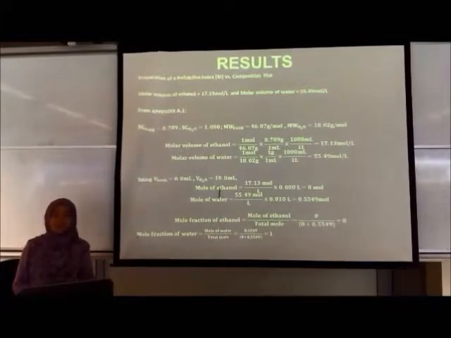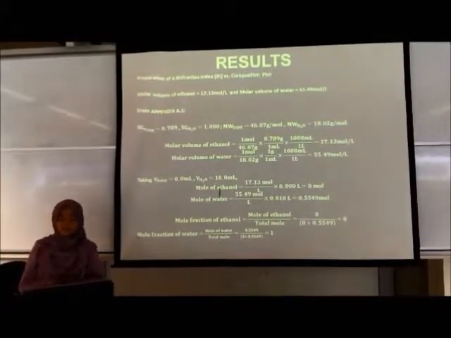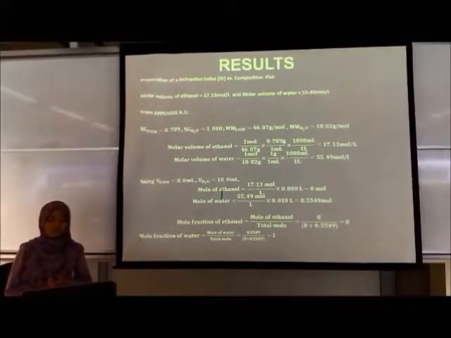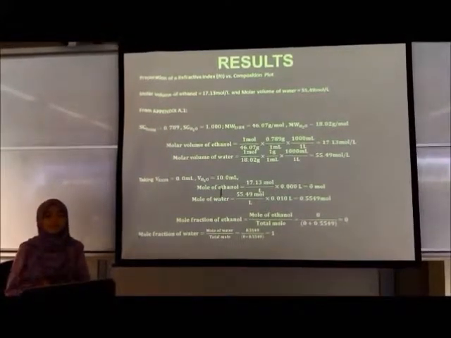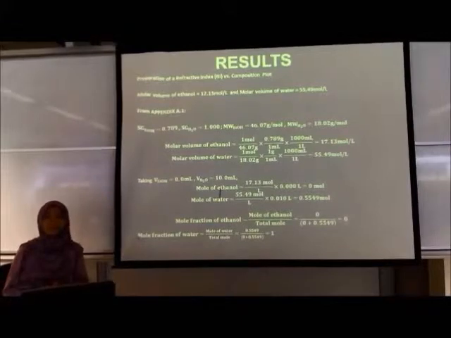For sampling, we need to prepare the graph of refractive index versus composition. We already have the refractive index of all the samples. What we need to calculate is the composition of ethanol. So how are we going to calculate the composition of ethanol? We are using the formula from Appendix A1.